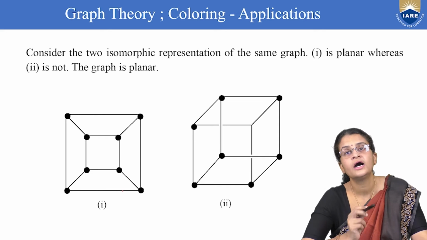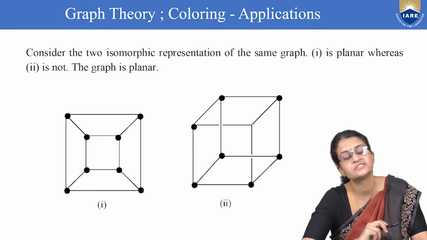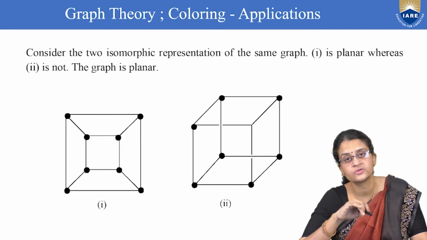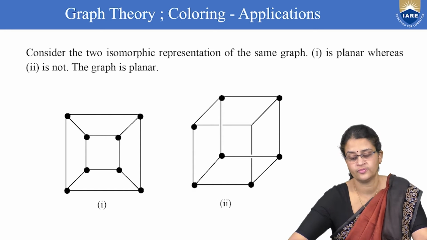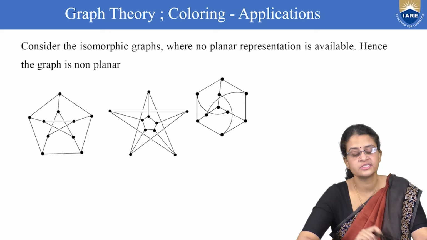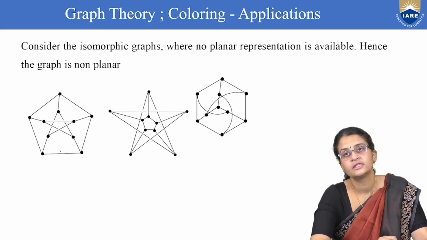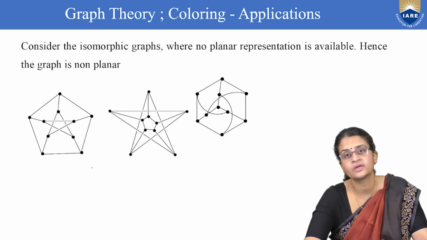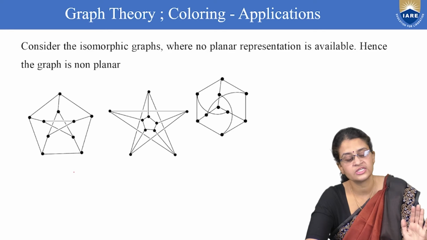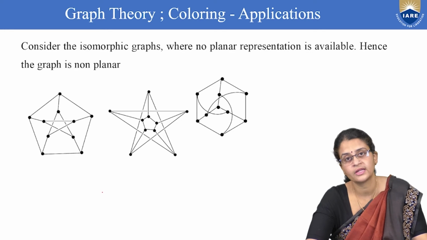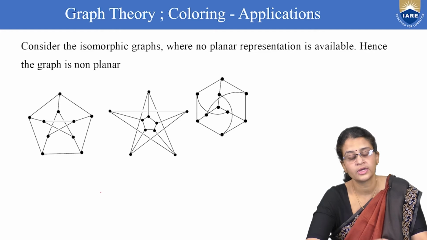We can have a representation of a graph in a plane such that no two edges cross over. If such a representation is possible, then the graph is referred to as a planar graph. Consider these isomorphic graphs. These are all isomorphic representations of the same graph. Here we cannot find any such planar embedding. So this graph is non-planar.